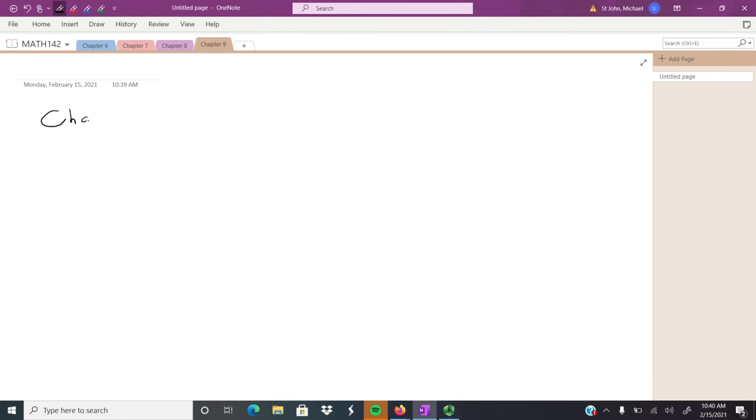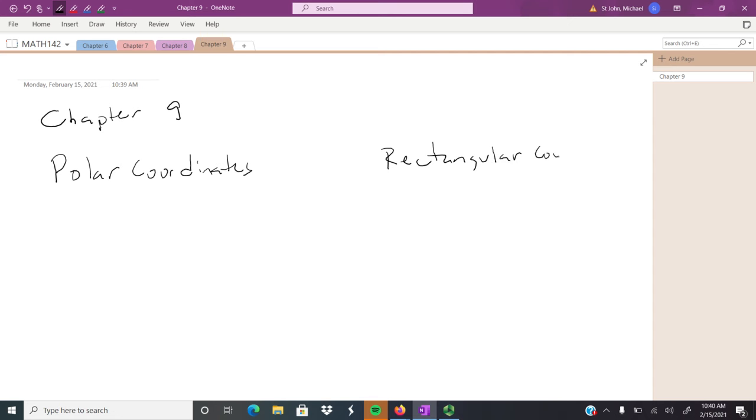Chapter 9. So first talks about polar coordinates. So we have polar, and then the ones we're used to, rectangular. So rectangular coordinates are in terms of x and y, whereas polar is in terms of r and theta.